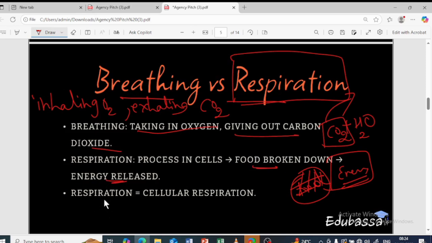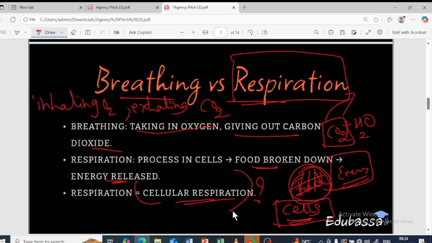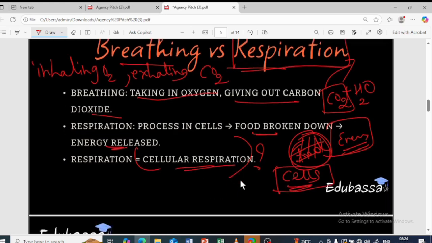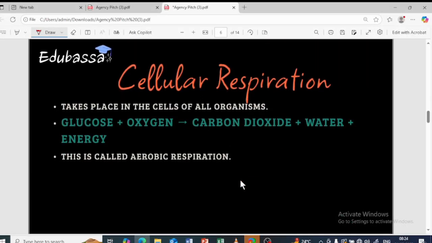Then this respiration is also called cellular respiration. Why do we call it cellular respiration? By now you might know that the food is broken down where? In the cells, right? For the production of energy. Hence it is taking place in the cells, and hence it is called cellular respiration. Yes. Next, the main topic, cellular respiration, which is also called aerobic respiration.